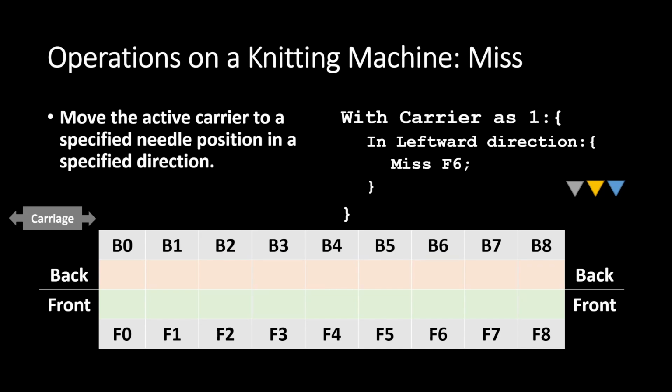This is going to move an active carrier to a specified needle position in a specific direction. Because the yarns are connected to the machine when you're knitting, the direction matters here. Anytime you're using a yarn, you're going to have to tell the machine which direction to move. So in this case, the KnitScript says, with carrier as 1, which sets it to the active carrier, in a leftward direction, miss on F6, which is going to bring a carrier from the right side to the left side and move it to F6.